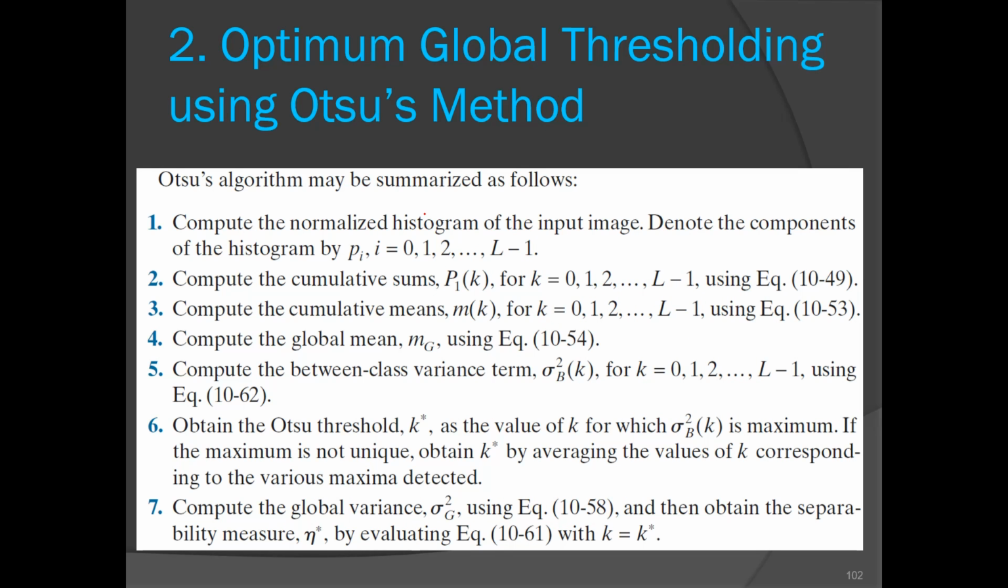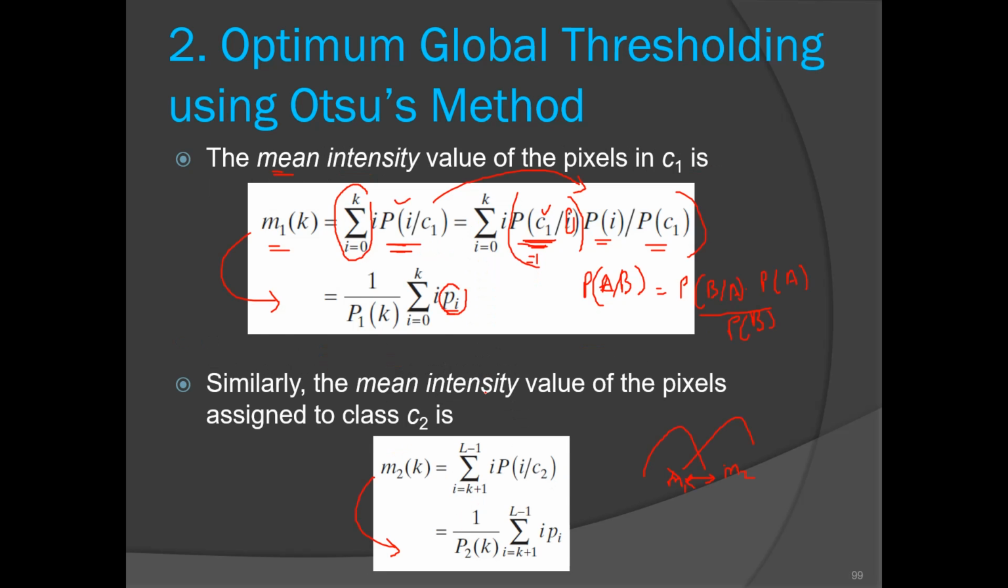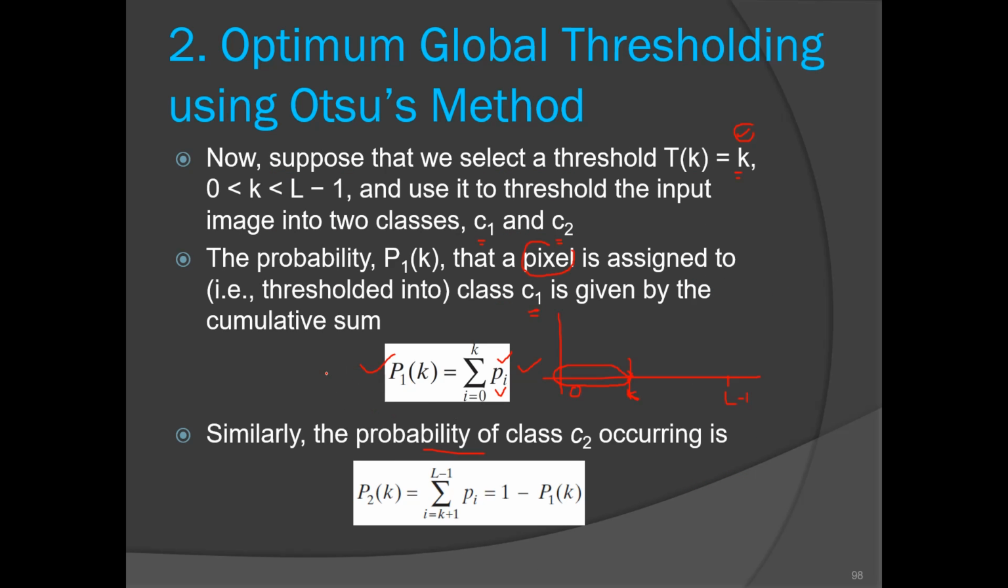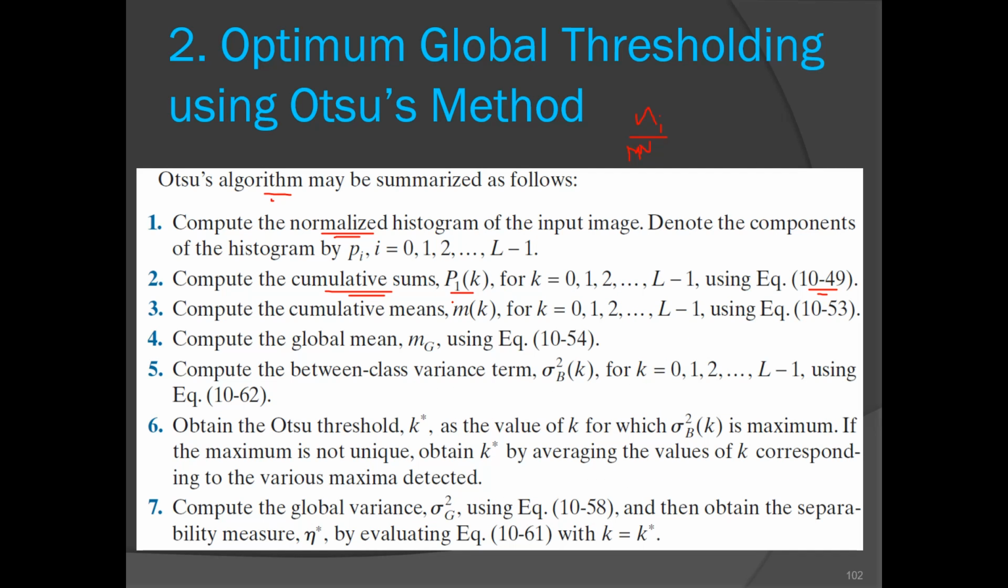Let me summarize the Otsu algorithm. First we calculate the normalized histogram. How do we normalize the histogram? That is n by m times n. Then compute the cumulative sums using the equation. This is the probability of that class, P1(k). Then compute the cumulative means for both the classes, m1 and m2.